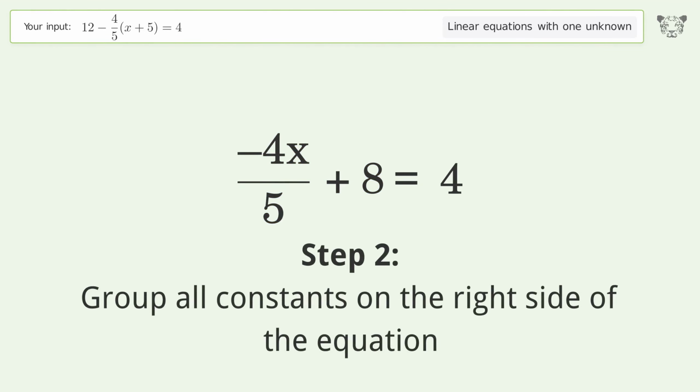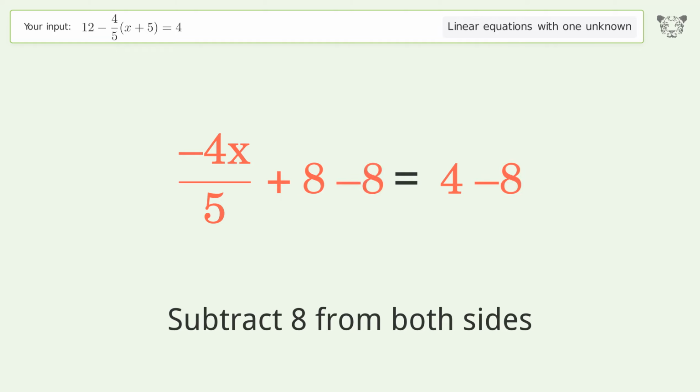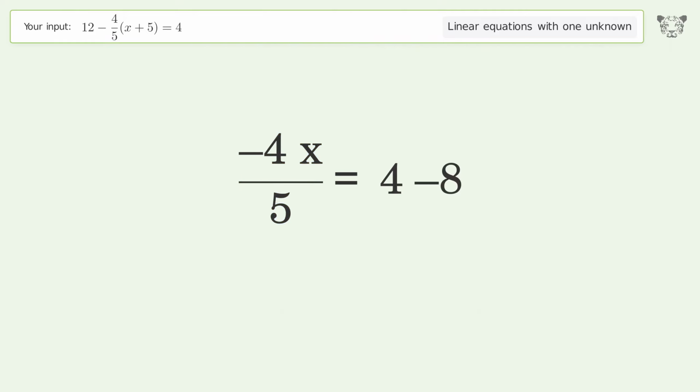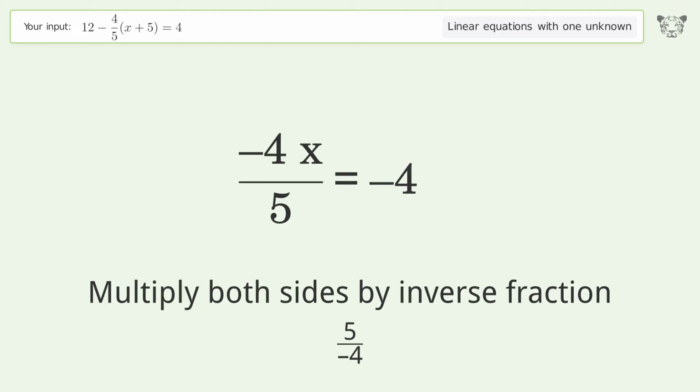Group all constants on the right side of the equation. Subtract 8 from both sides. Simplify the arithmetic. Isolate the x. Multiply both sides by inverse fraction 5 over -4.